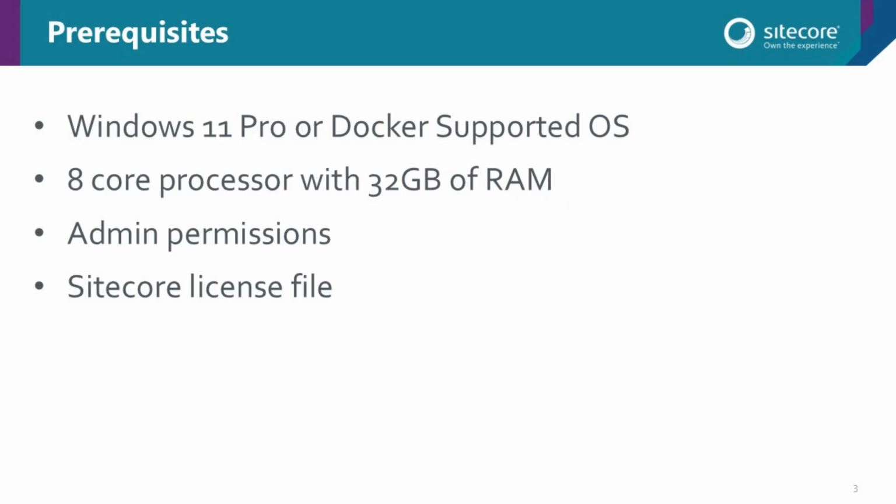Docker for Windows does require quite a lot of resources, therefore it is recommended that you have an 8-core processor with 32 gigabytes of RAM, and a Windows 11 Pro or similar operating system that supports Docker for Windows, admin permissions, and a Sitecore license file.